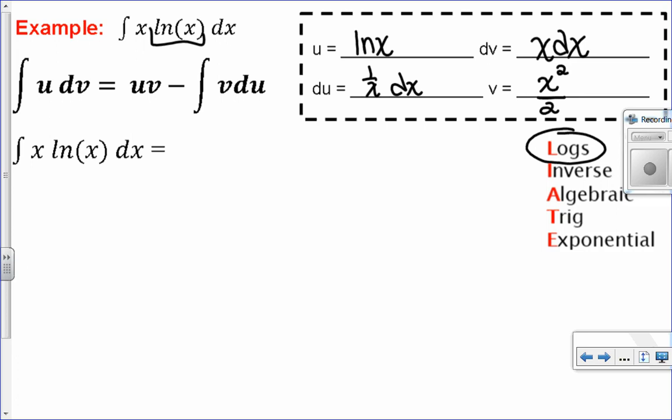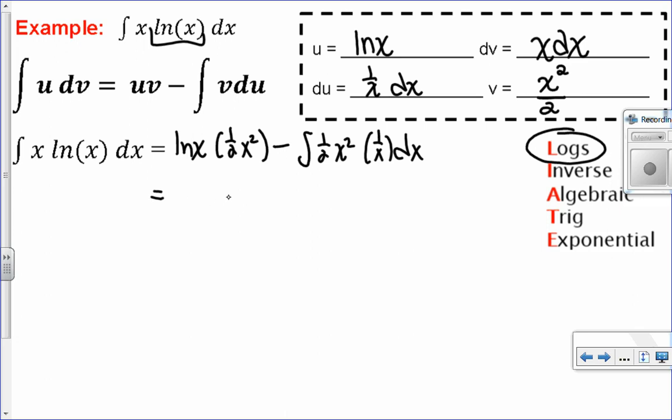So the integral of x ln x dx is equal to u times v minus the integral of v du. So let's tidy this up a little bit. So I'm going to call this x squared over 2 times ln x minus, so I'll take the half out, and then if I have x squared and I multiply it by 1 over x, that's just x dx.